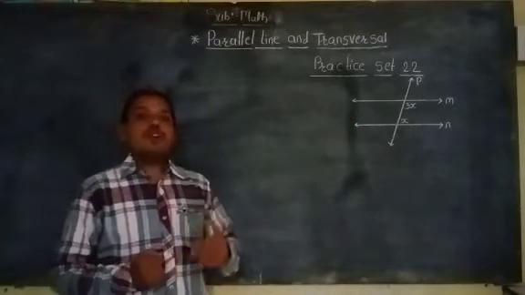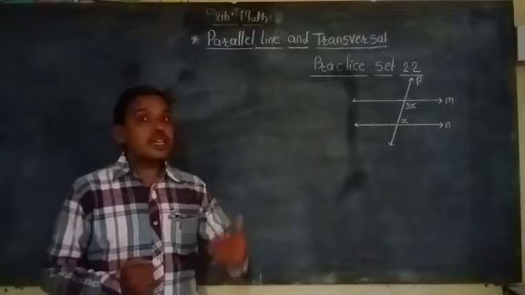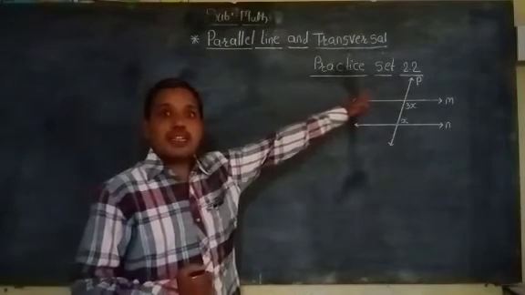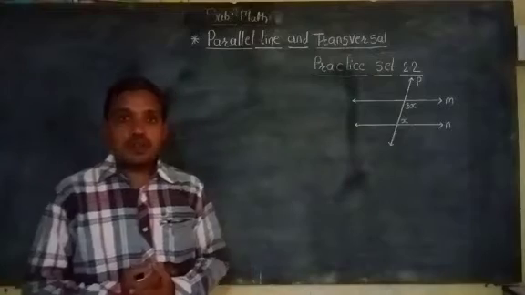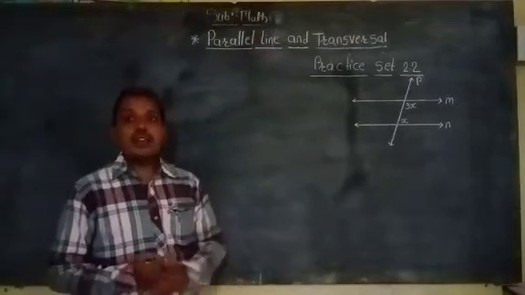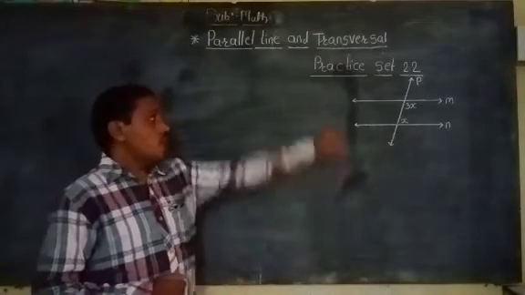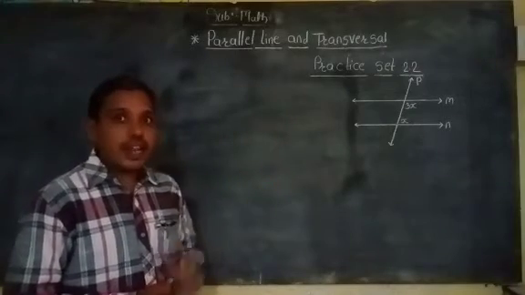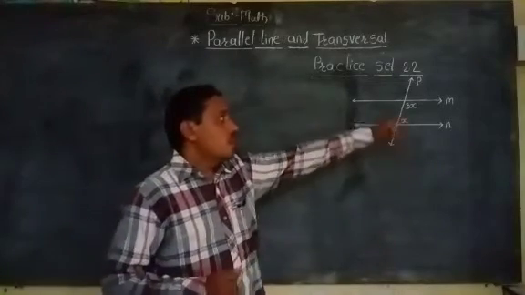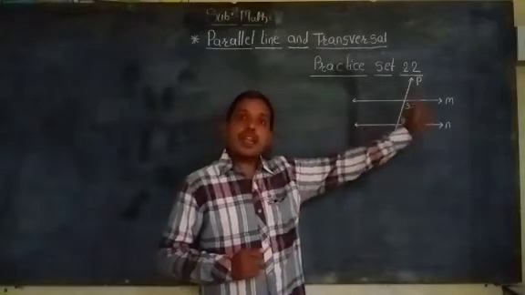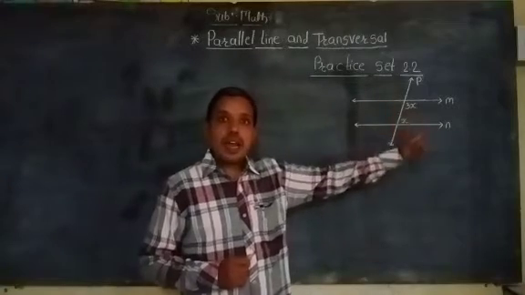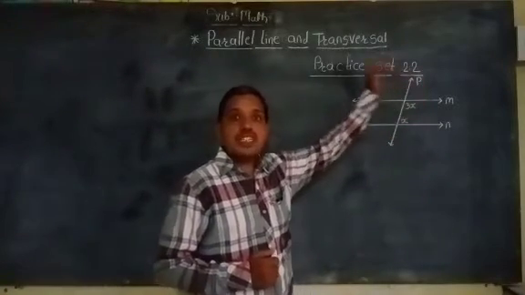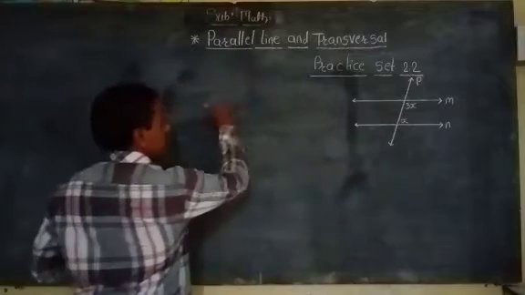Today we will start by using those properties to solve the second practice set of the second chapter, parallel lines and their transversal. In the second practice set, the first example is given, and in that example line M and line N are parallel to each other and line P is their transversal.